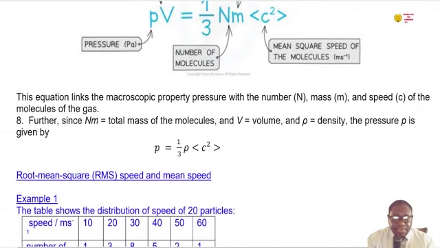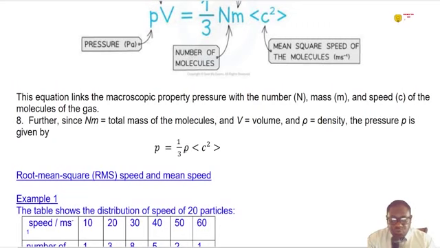Since Nm is equal to the total mass of the molecules, and V is equal to the volume, we can find the density of the gas by saying Nm over V. So taking V down there, Nm over V is equal to the density of the gas. So P is equal to 1/3 rho c squared, where rho is the density.